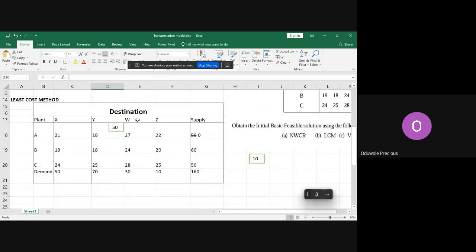So I prefer doing it like this, putting the allocation inside the box, because I don't want to have a lot of boxes. Because I'm using Excel, that's why I'm doing it like this. But it's still correct. Okay. So let's cancel this because we've given them 60 out of the 70 that they need. So it will remain 20. Let's cancel this out. Okay. I think we are moving right.